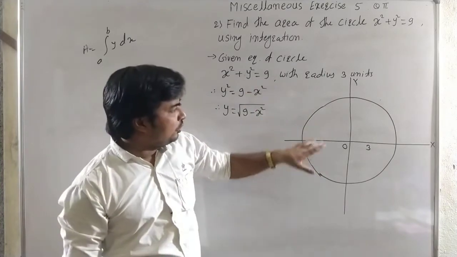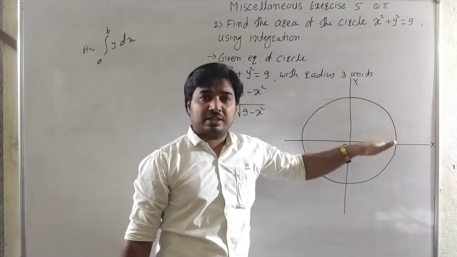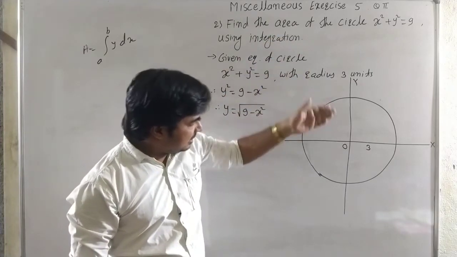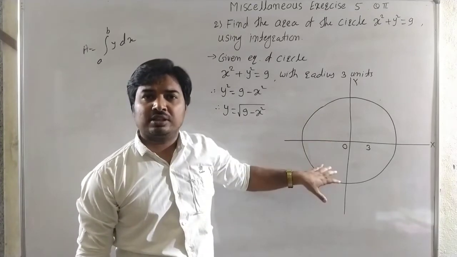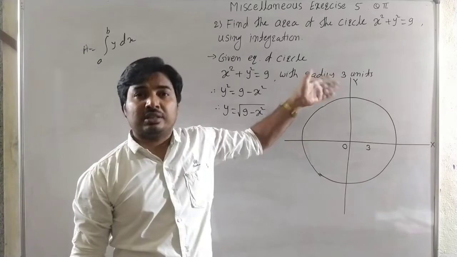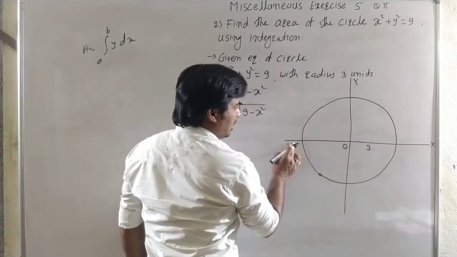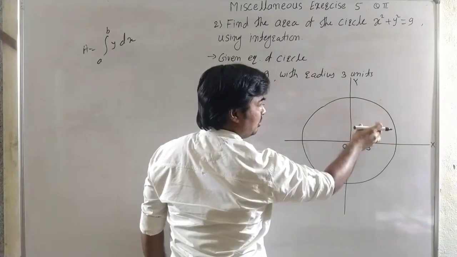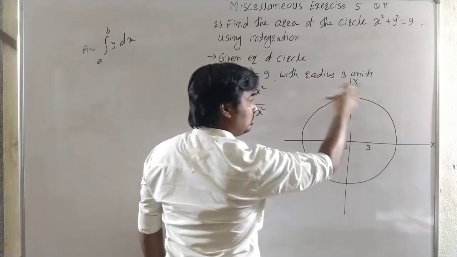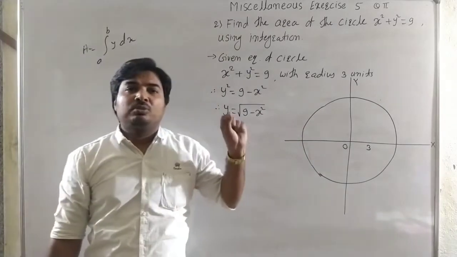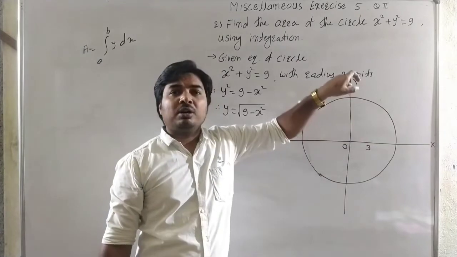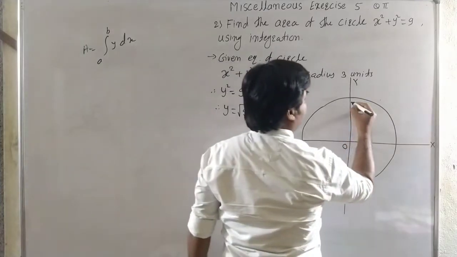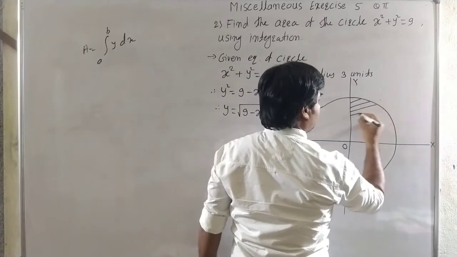But we know that the area bounded by the curve above the x-axis is the same as the area bounded below the x-axis. That means we only find the area above the x-axis. The boundaries are minus 3 to 3. But again, this area in the first quadrant, see carefully, is a quarter of the circle. That means the area of the complete circle is 4 times the area bounded by the curve in the first quadrant. The area of the circle is 4 times this shaded region.